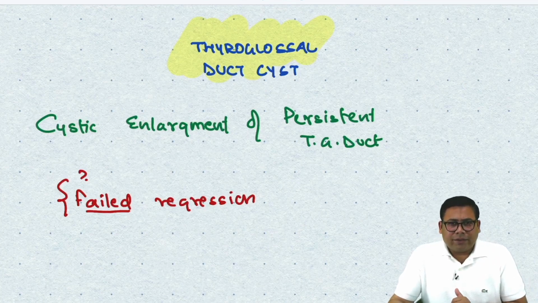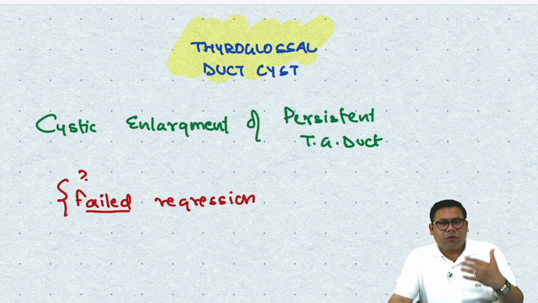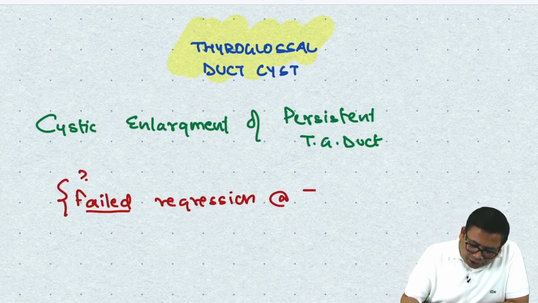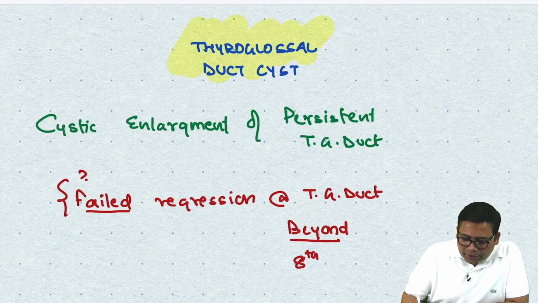Like if you talk about Meckel's, what is Meckel's? It's a vitellointestinal duct which failed to regress beyond 8th week of life. So once the 8th week window crosses, it has to be present now. It could be a vestigial organ, that is a different thing, but it is there. So failed regression of the thyroglossal duct beyond 8th week of life, beyond 8th intrauterine week of life.